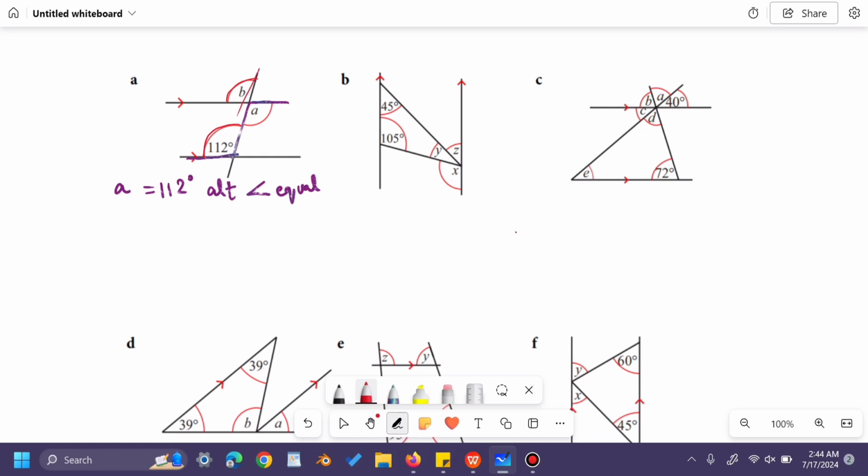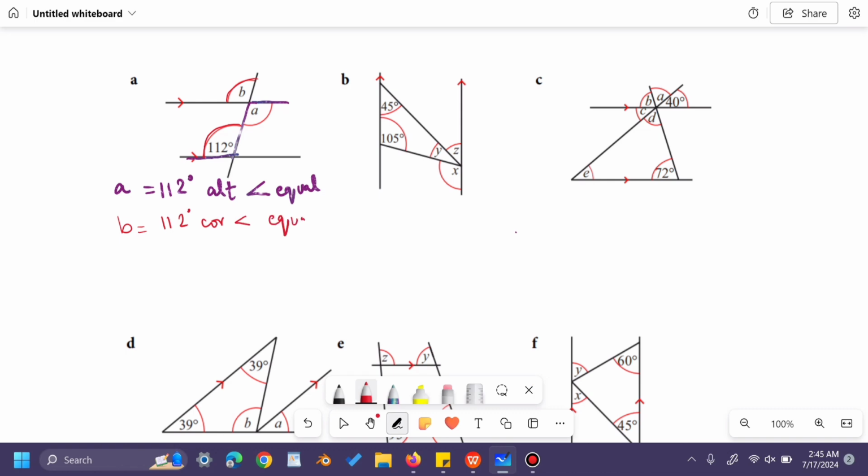Let me illustrate it. This is the F shape, right? An inverse F is being formed, but it is still formed. So B is equal to 112 degrees due to corresponding angles equal.